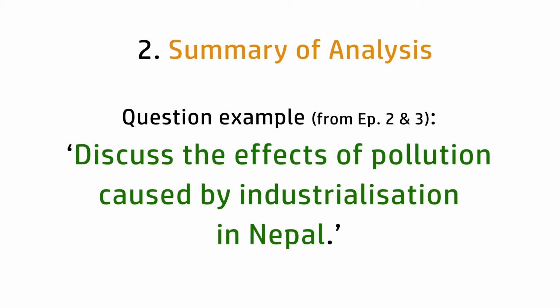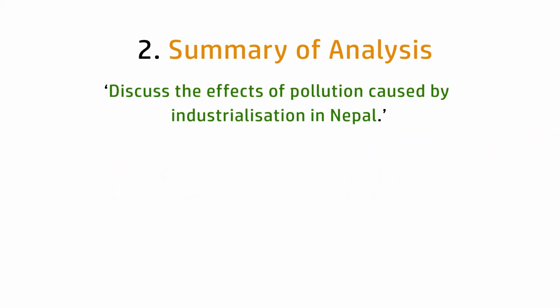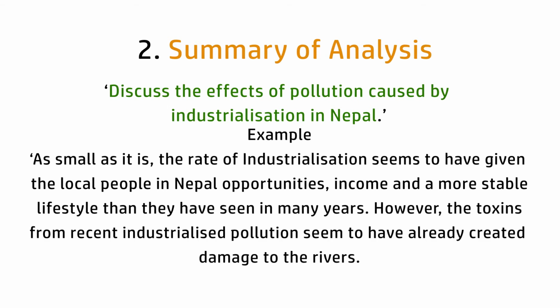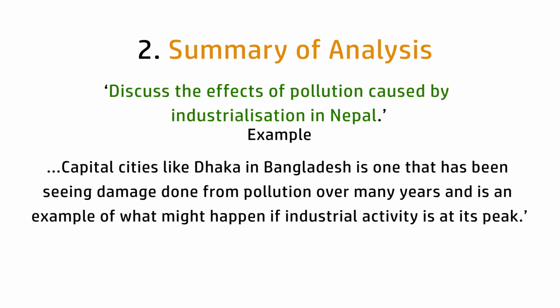If we were to assume that the example criteria within this question were completely answered, the summary of the analysis might read as follows. As small as it is, the rate of industrialization seems to have given the local people in Nepal opportunities, income and a more stable lifestyle than they have seen in many years. However, the toxins from recent industrialized pollution seems to have already created damage to the rivers. Capital cities like Dhaka in Bangladesh is one that has been seeing damage done from pollution over many years and is an example of what might happen if industrial activity is at its peak. It is completely fine to write more summary lines if necessary, as long as it serves your argument.